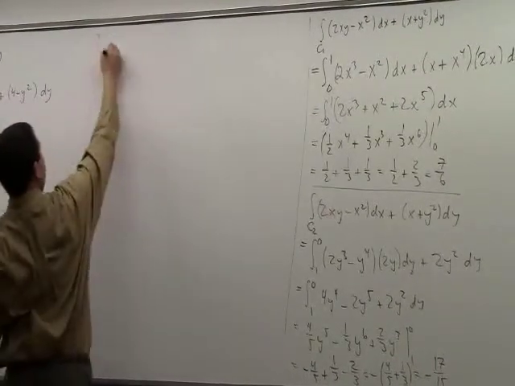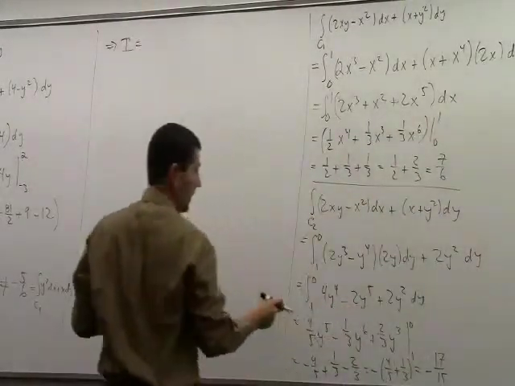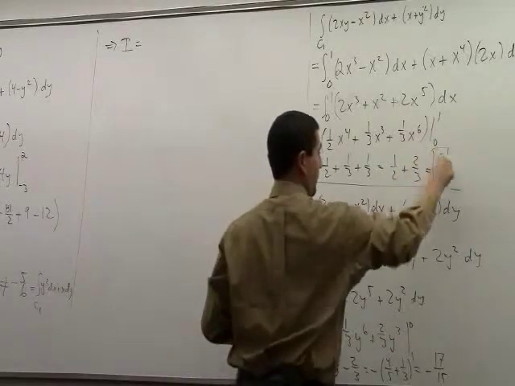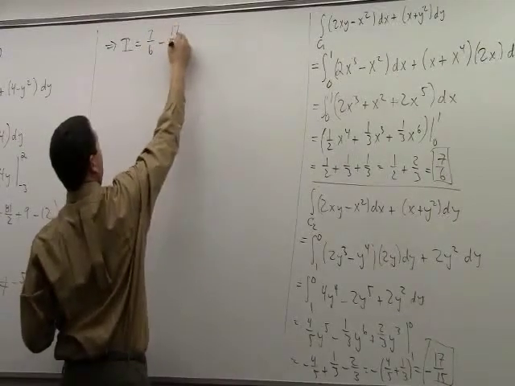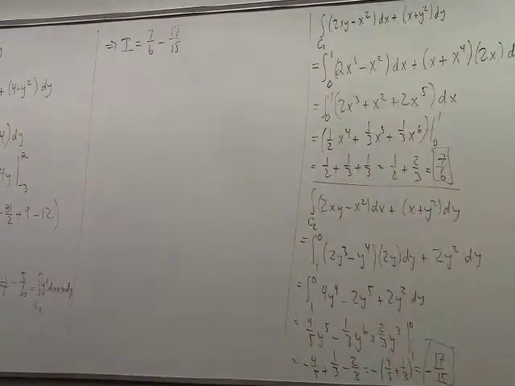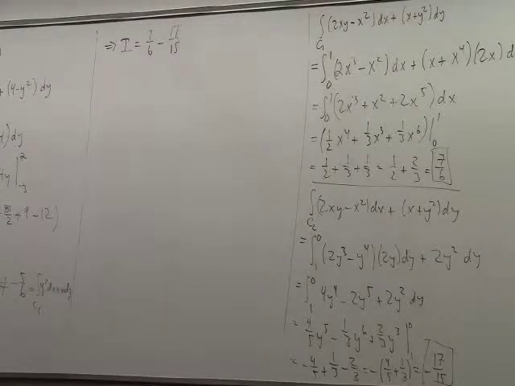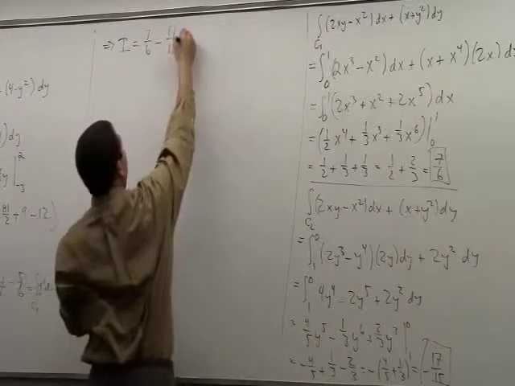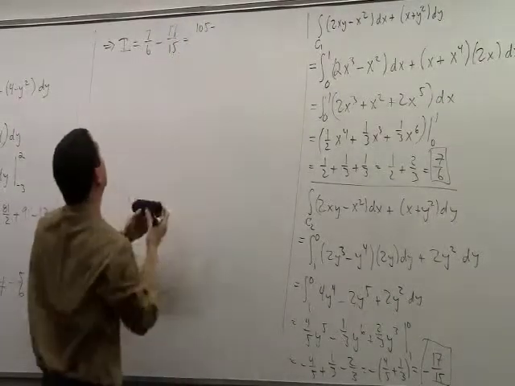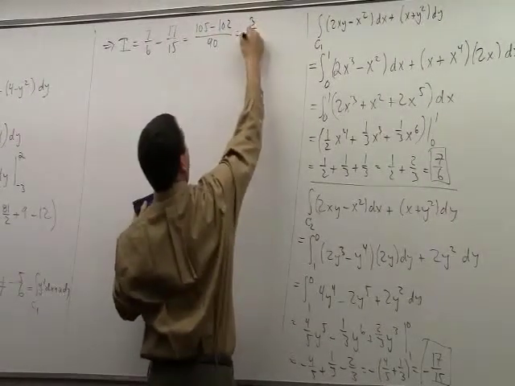Okay, so this tells you that I, which remember was the complete integral over all of C, is going to be, where was our end? 7/6 minus 17/15. What did I get? I thought I'd done something different. Well, let's see. What do you get here? 105 minus 102 over 90. Oh, good. 3 over 90.